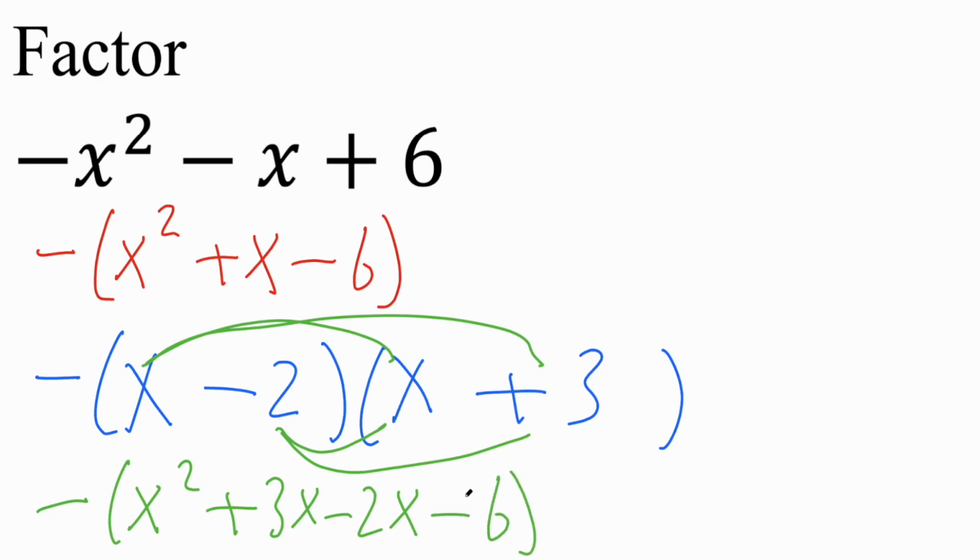And we'll notice negative 6 matches here. X squared matches here. 3x minus 2x is in fact a positive x. That's all we need to do for this problem.